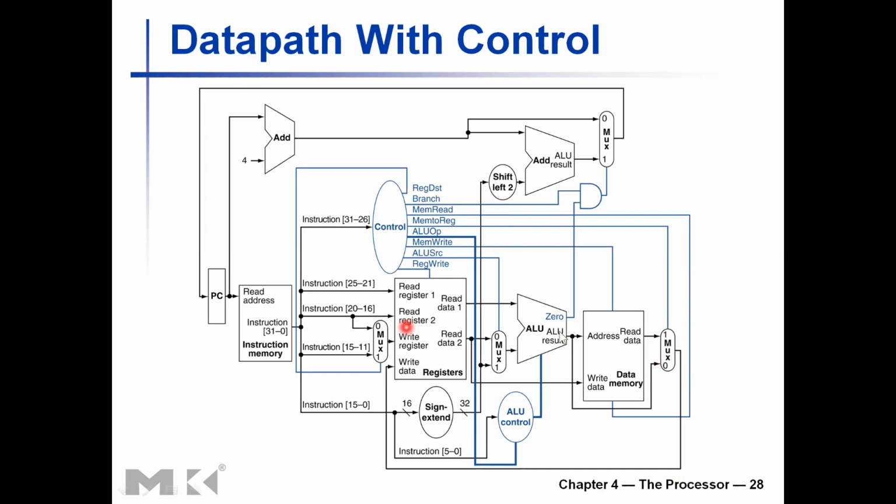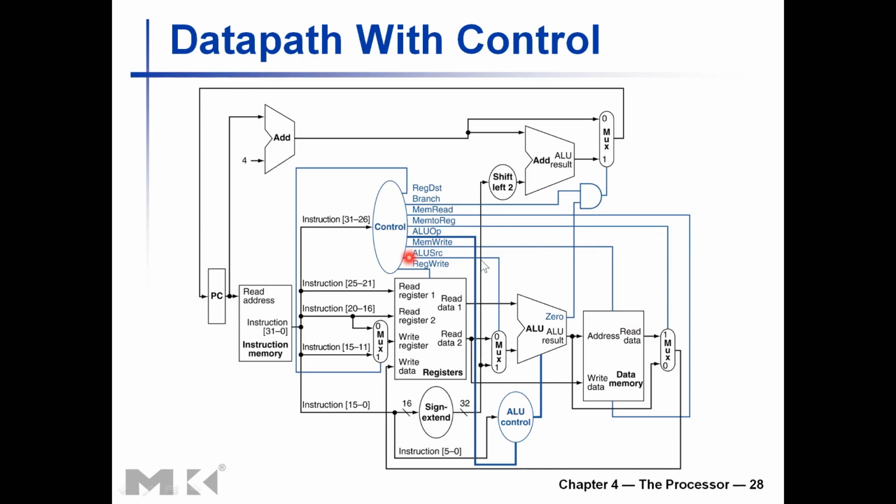So to do that selection, you use this mem to reg control signal. If mem to reg is 1 or true, then you select the memory's output. Otherwise, you use the ALU's output. Okay, I hope this is clear. Then ALU operation we discussed earlier, mem write we also discussed. Then ALU source, ALU SRC. What is the purpose of that?